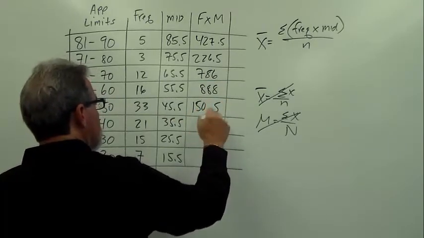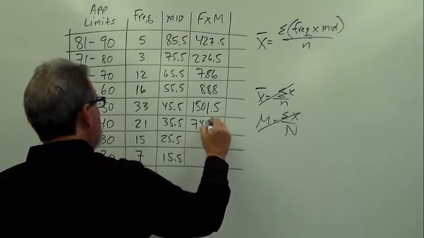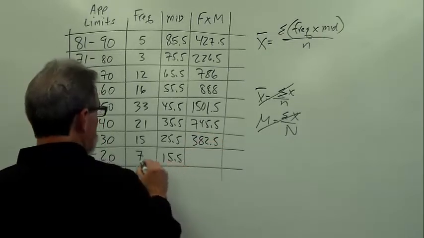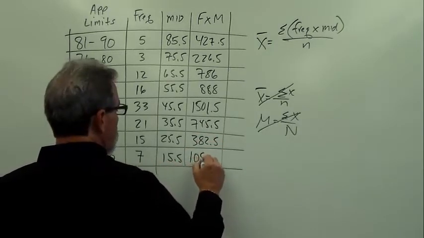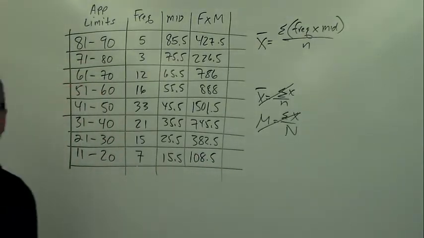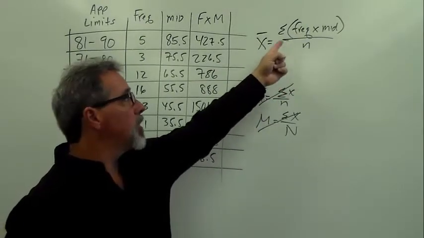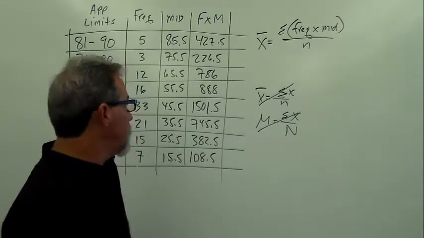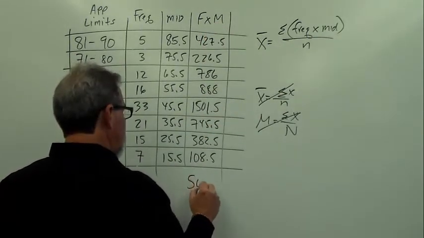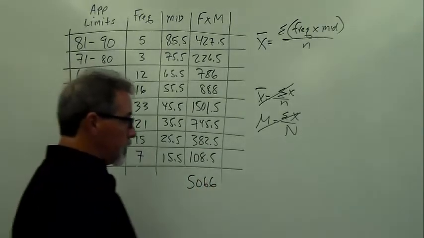1501.5, 745.5, 382.5, and the last one, 7 times 15.5 is 108.5. So now we have frequencies times midpoints, just what we're looking for in the numerator. Next thing we do in the numerator, it says add them up. That's all we do. We sum all of these, get our calculator out, and it comes to 5066. Here you go, we have our numerator.